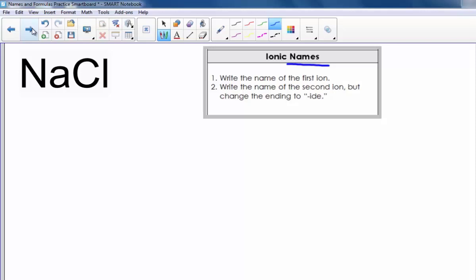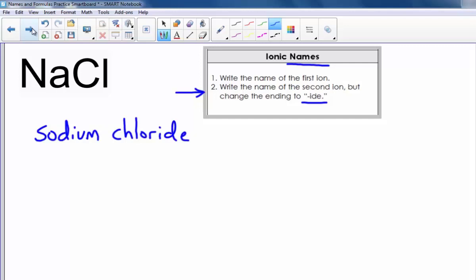Now, it looks like the first step is to write the name of the first ion, and Na on the periodic table is sodium. And so I can write that part of the name. Now the second step right here is we need to write the name of the second ion, but we change the ending to IDE. And Cl on the periodic table, that's chlorine, but again I've got to change the ending to IDE.